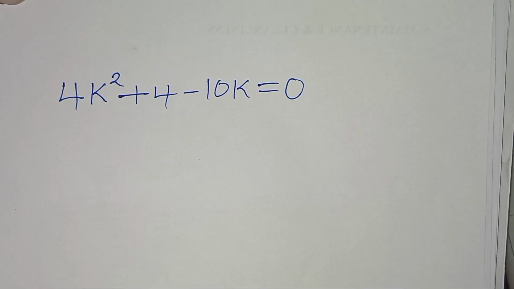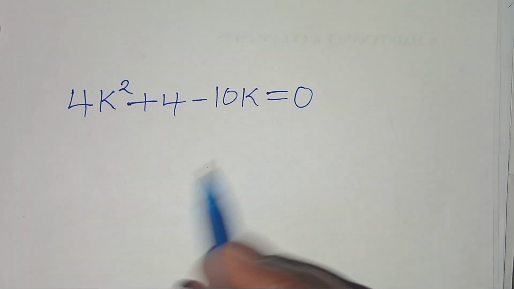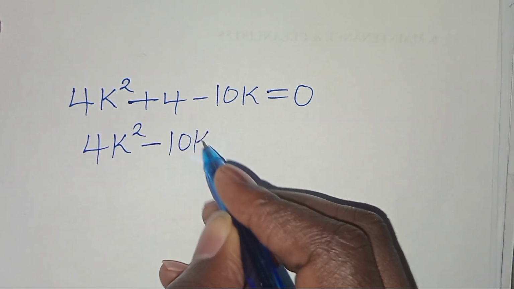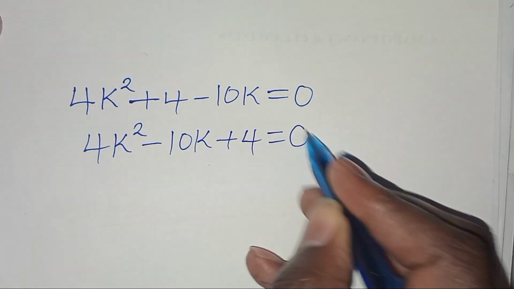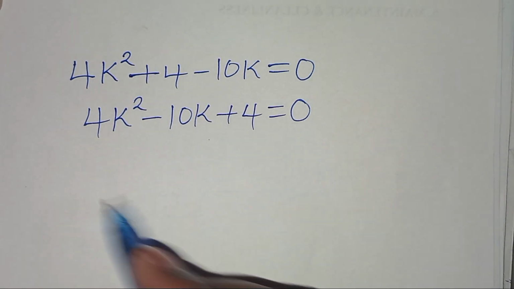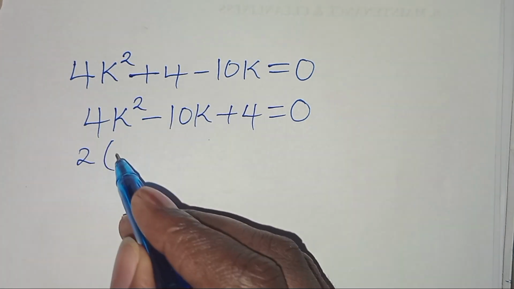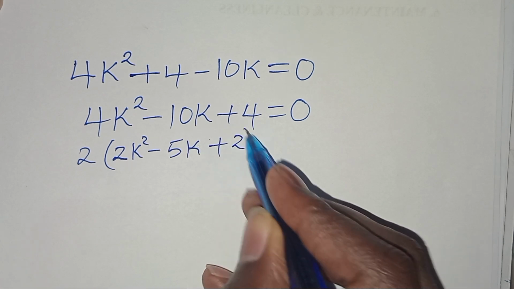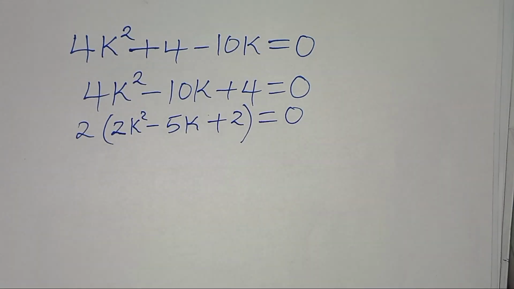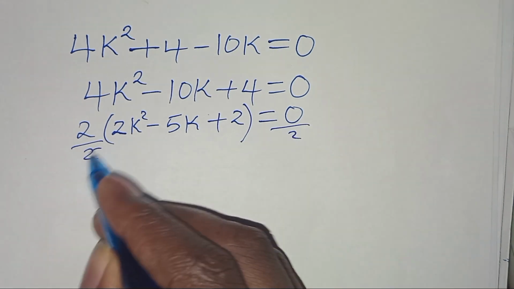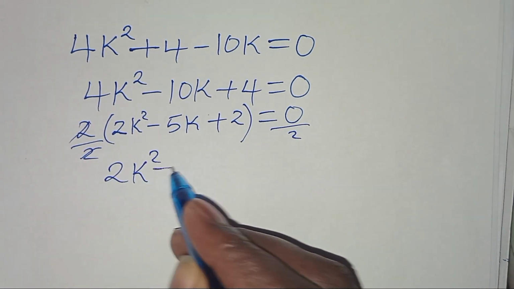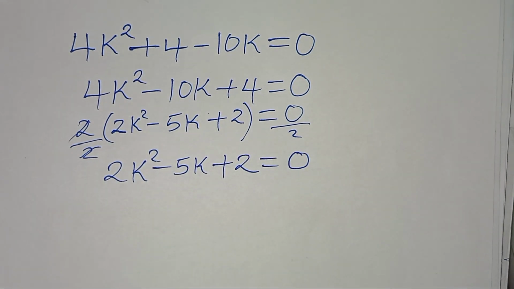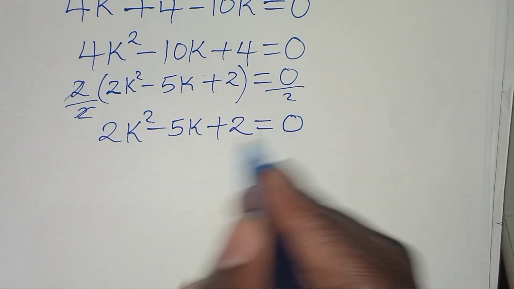Now we can rearrange this and form a quadratic equation as 4k to power 2, subtract 10k plus 4, equal to 0. Now again we can factor out 2, since 2 is common, so that this is 2k squared minus 5k plus 2, equal to 0. Now let's divide both sides by 2, so that now we have 2k squared subtract 5k plus 2, equal to 0.